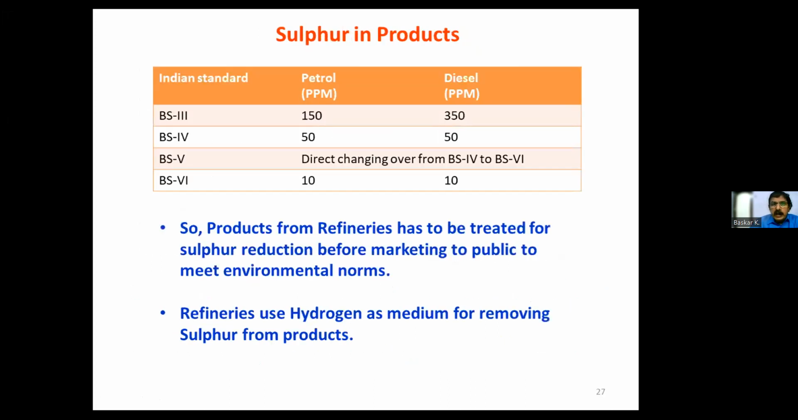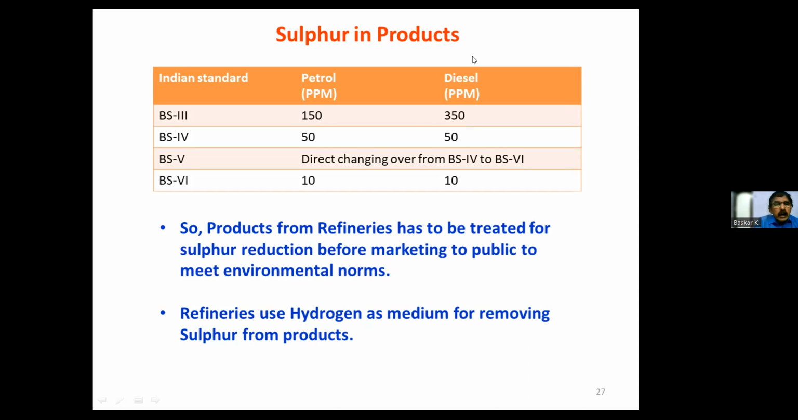Now, a very critical situation. Now we are going to product control. Sulphur. Over a period of time, let us concentrate on petrol and diesel. Petrol from BS3 to BS5 has come from 150 ppm level to 10 ppm level, and diesel from 350 to 10 ppm level. That means the product quality is so stringent. 10 ppm is almost nil. 10 ppm is parts per million.